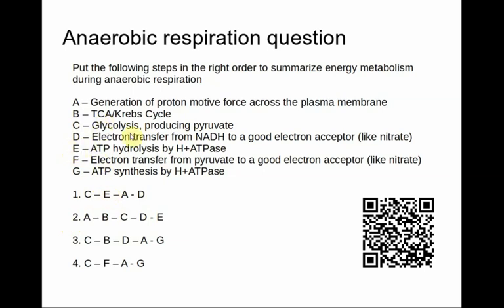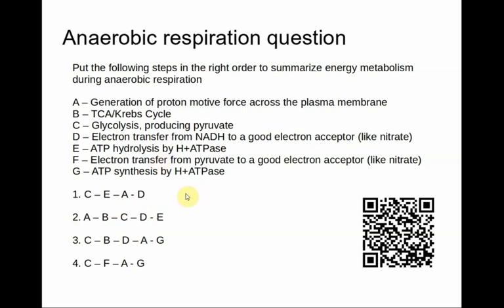CEAD. Here we've got pyruvate, ATP hydrolysis, then proton motive force, and then electron transfer. These steps are the wrong way round, okay? Especially, well, basically all of them are the wrong way round. So D, A, and E, they're the wrong way round.